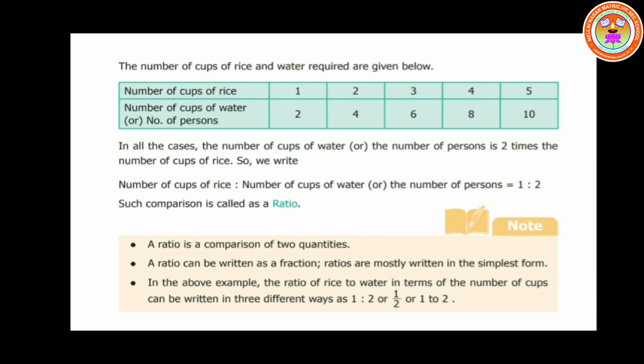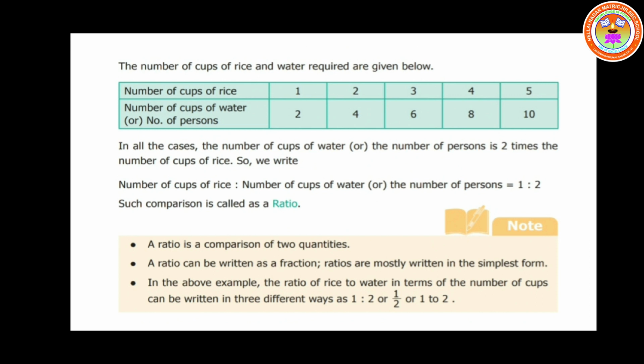So now listen, children, in all the cases the number of cups of water is 2 times the number of cup of rice. So we write number of cup of rice is to number of cup of water. I think you understood what is this. So 1:2. Such comparison is called as a ratio. I think now you all understood what is a ratio. That is, if they are adding 1 cup of rice, they have to add 2 cup of water. So in what ratio now it is? 1:2. So this comparison is called as a ratio.